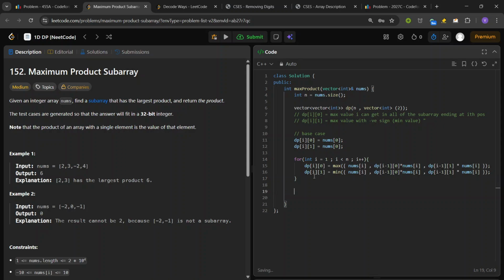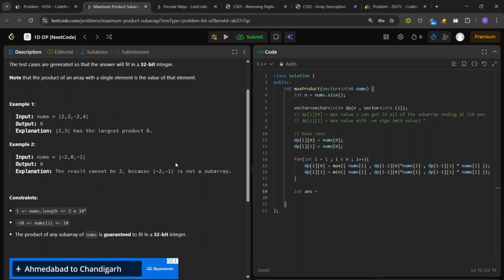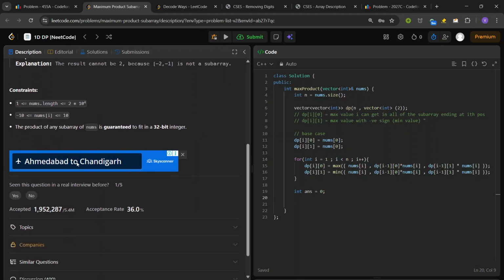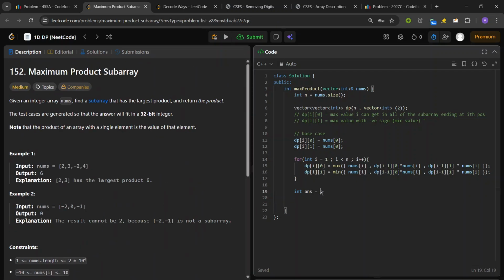That's it. And now what is our answer going to be? So let's take the answer is equal to 0. Do we have to... okay, I think I have to take at least one. So let's just take the answer like this, and then for int I is equal to 0, I less than n, I plus plus, the answer is going to be the maximum of all of these answers.